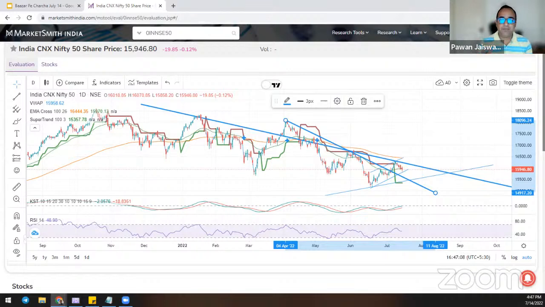Rather, we will face a bumpy ride actually, that one day it will go up and then it will go down, like it has been happening for the last 1 month. But meanwhile, from the short term perspective, the bias is obviously certain positive.